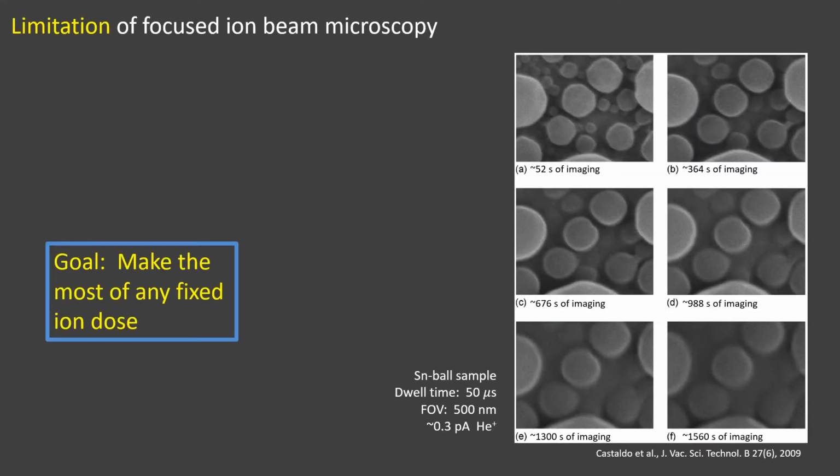There are some limitations of the microscopy. Because the ions are very heavy, they cause damage to the sample, especially at long scan times. As time increases, we can see that some small features in the red and blue boxes disappear. Our goal here is to make the most of any fixed ion dose. Doing so will equivalently allow us to reduce ion dose for any desired image quality.